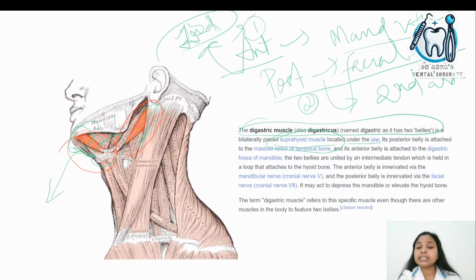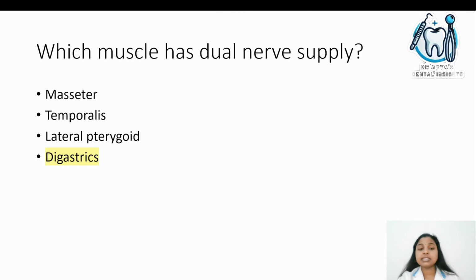The term digastric muscle refers to this specific muscle, even though there are other muscles in the body that feature two bellies. It may act to depress the mandible or elevate the hyoid bone. So the answer is the digastric muscle. It has dual nerve supply: the anterior belly by the mandibular nerve and the posterior belly by the facial nerve.